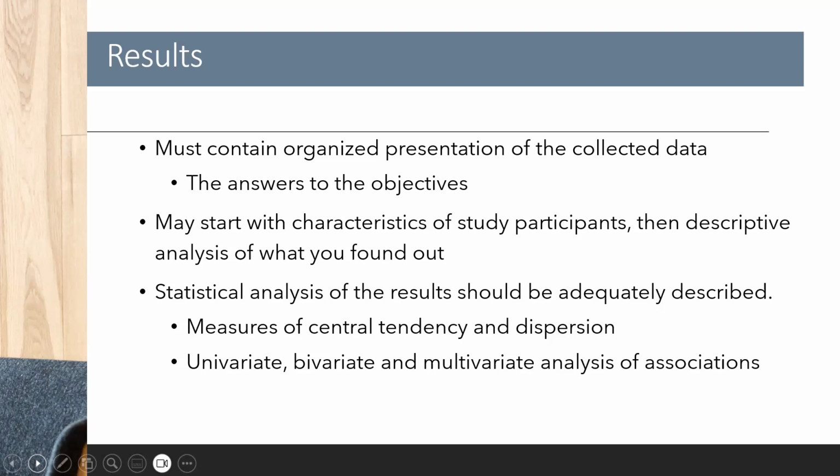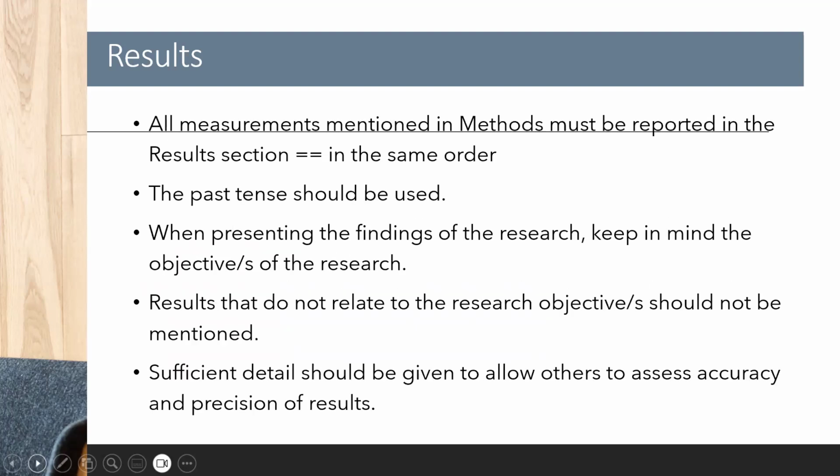Remember that you must report only the things that are relevant to the objectives that you've written in the first place. Do remember that all measurements that you mentioned in methods must be reported in the results section, ideally in the same logical order as they were presented previously. The results section should be written in the past tense. When presenting the findings of the research, keep in mind the objectives of the research. This is where I'm coming from when I say you just write what your objectives mean to find out.